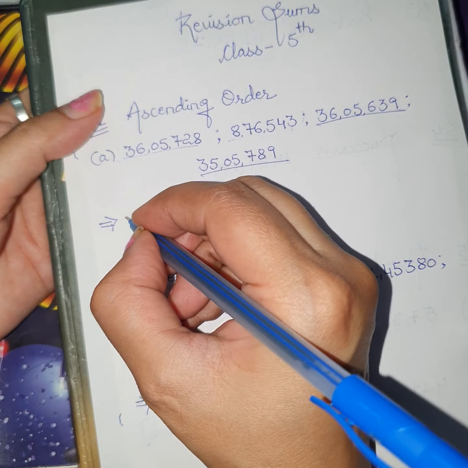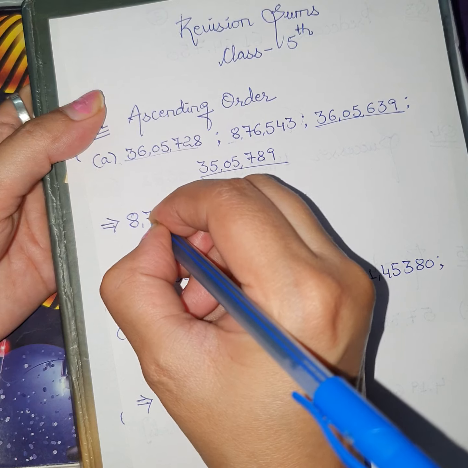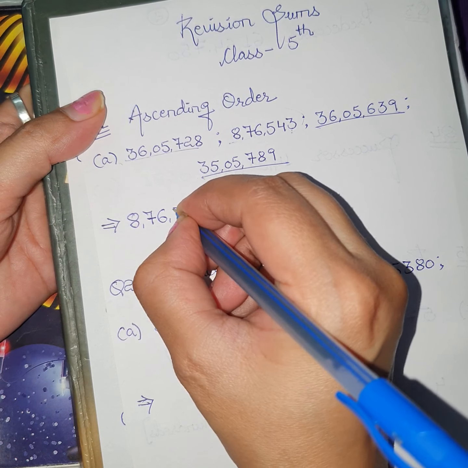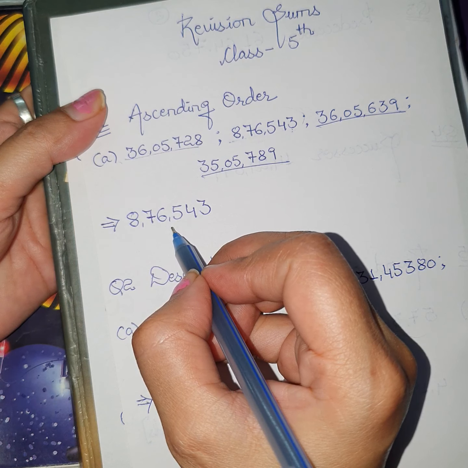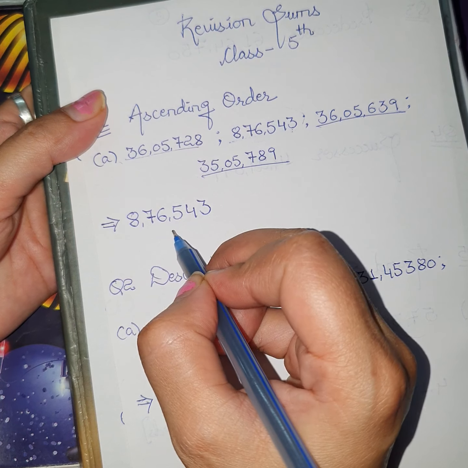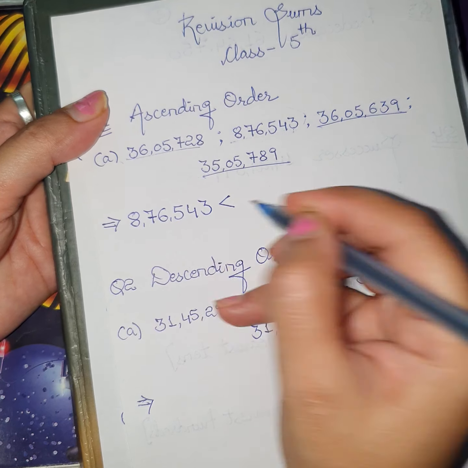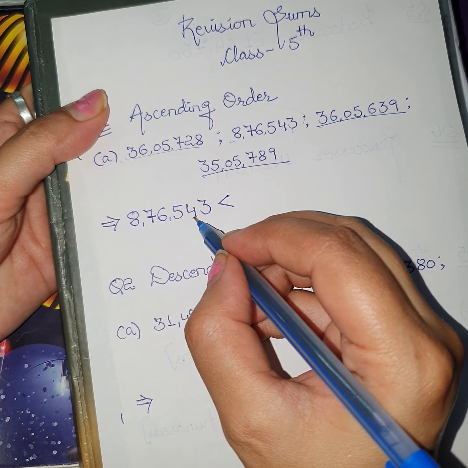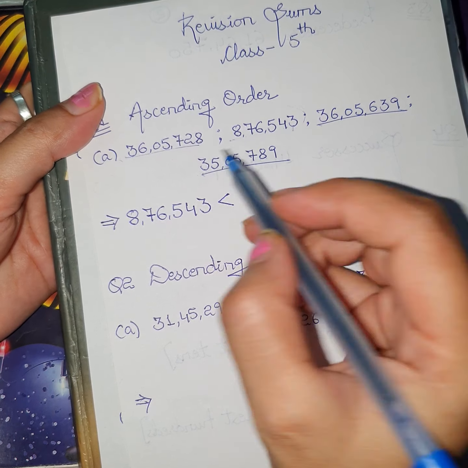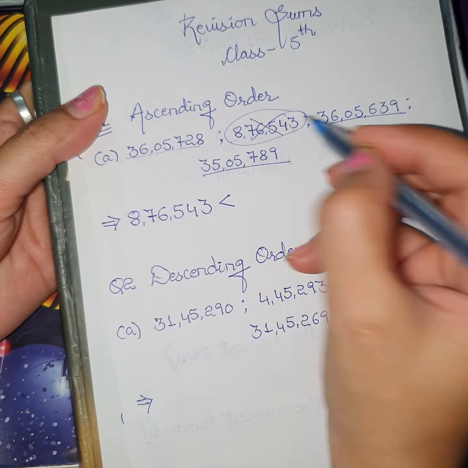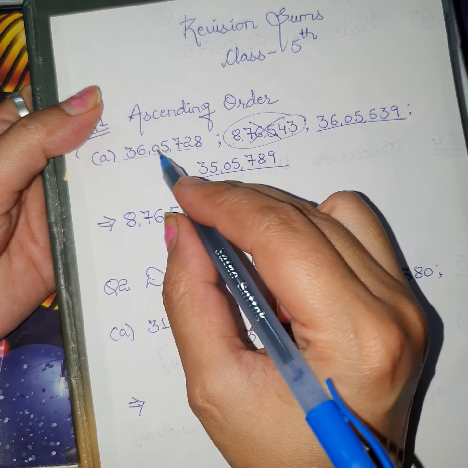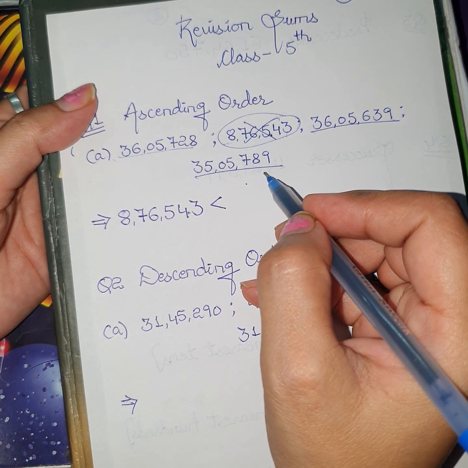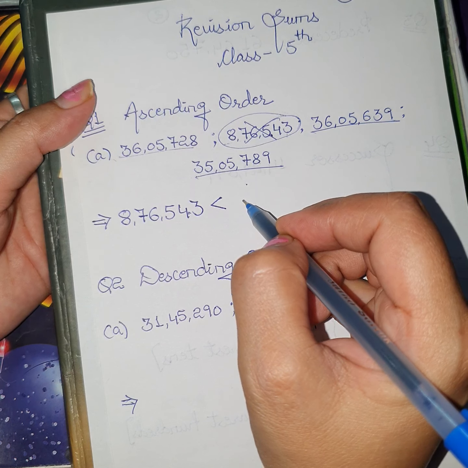So first of all we will begin arranging the numbers with 8,76,543. So this one is the smallest and the next one will be greater than this. So we will put the sign of less than. This is less than and the next will be greater. Now this number is out of the series. We have already used this number. 3 numbers are remaining. From these 3 numbers we have to choose the second number which will come here.